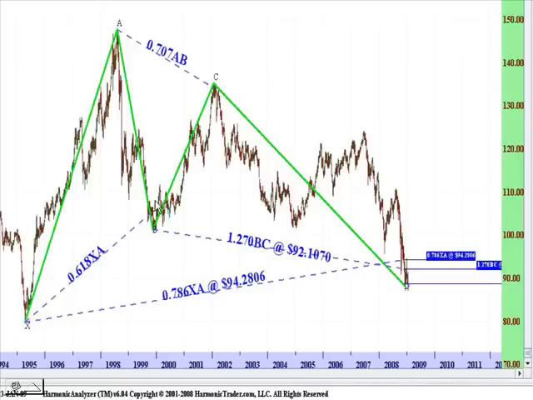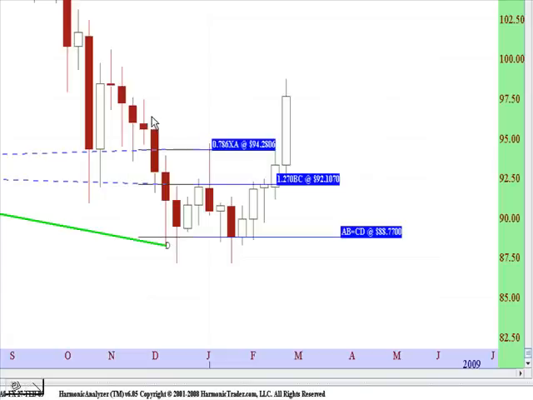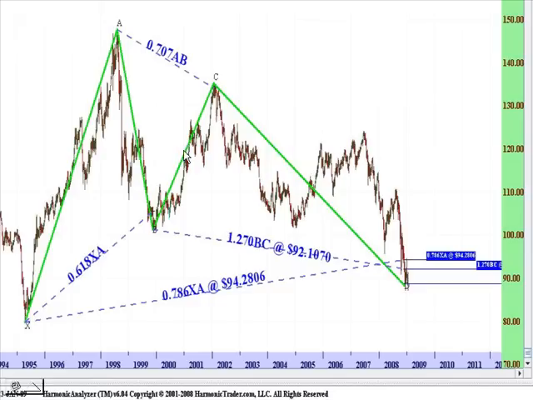Now, had this B point been higher, which would result in a bat pattern, typically that type of structure would yield a bat pattern and would be a much deeper retracement eventually down here to around 80.